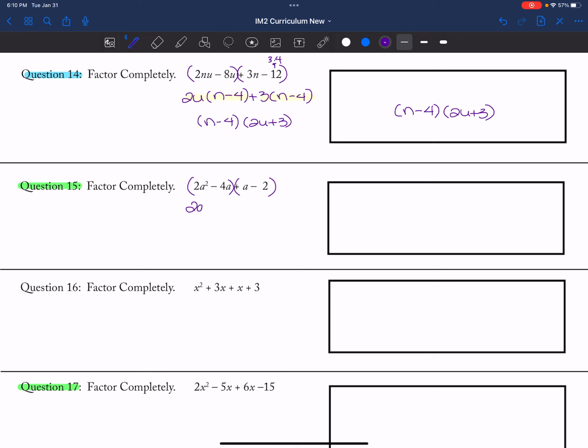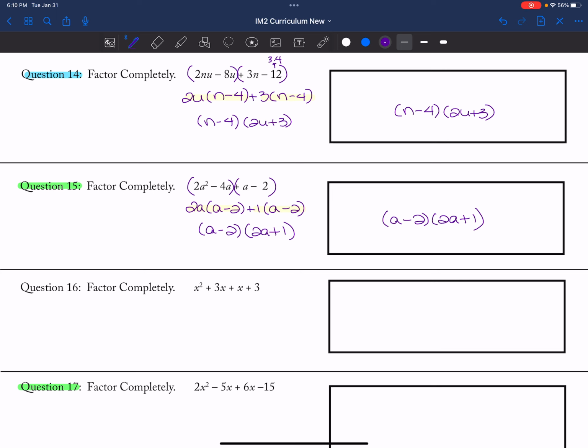I have a 2A, so I'm left with an A minus 2. And then there's nothing really in common in my last two terms, so I'm just going to factor out a 1. I can always just factor out a 1 out of my terms just so that I can make a factor by grouping situation. So then I have an A minus 2 that's in common, and I'm left with a 2A plus 1. So A minus 2 and 2A plus 1.